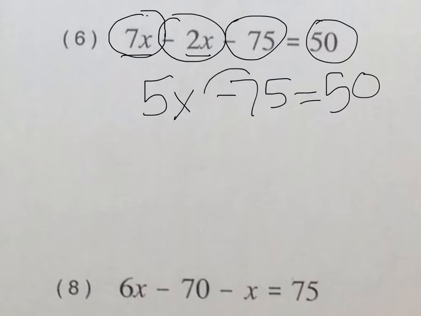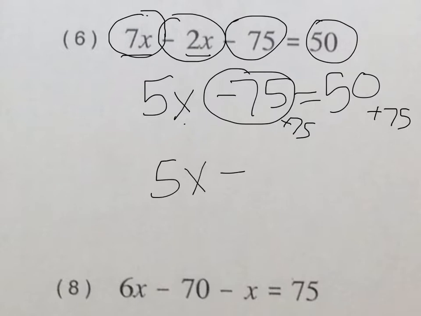I want to get rid of this number right here so I can just have my 5x. So it's minus 75, so I'm going to add 75 to that, add 75 to this side, and I get 5x. That becomes 0, and it's equal to 125. Then I'm going to get rid of this 5. So it's 5 times x. So what I'm going to do is 5 divided by 5 and 125 divided by 5.